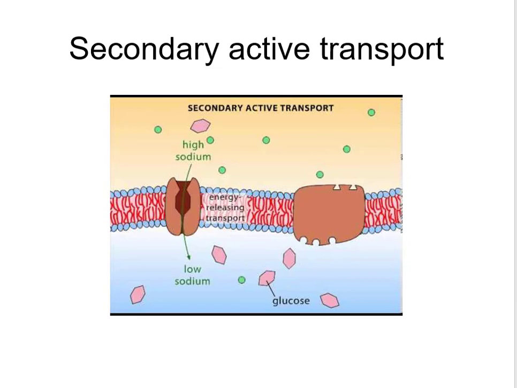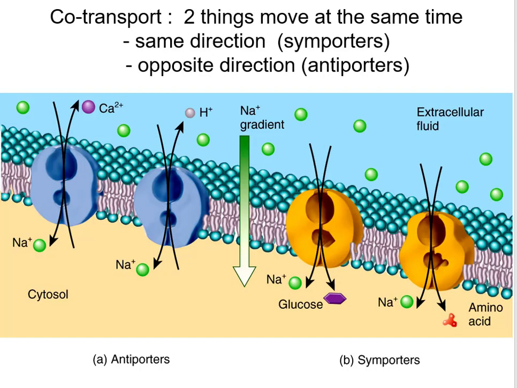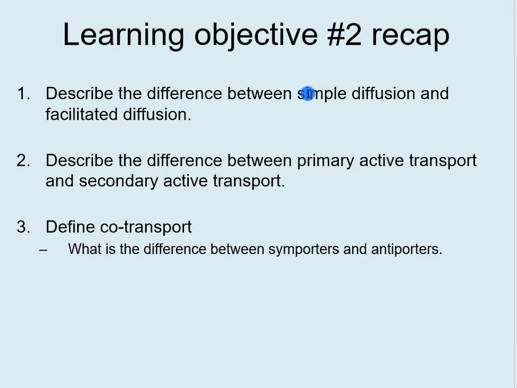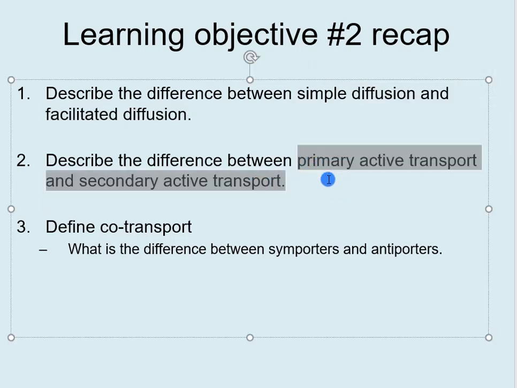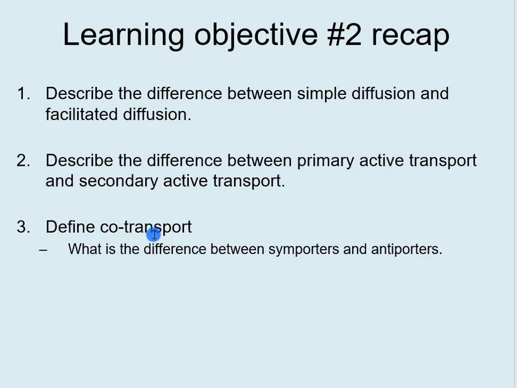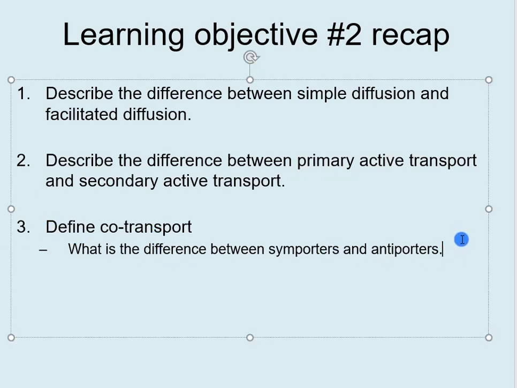Let's see. Now then, what is our next learning objective? So we now describe the difference between simple and facilitated diffusion. We now describe the difference between primary and secondary active transport. And I strongly encourage you to definitely memorize the definition, but also make it make sense. Lastly, let's define co-transport and the difference between symporters and antiporters.